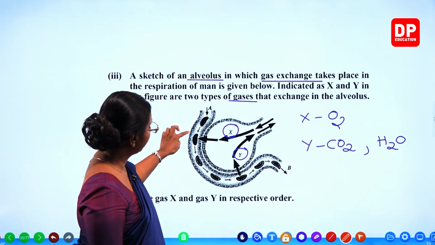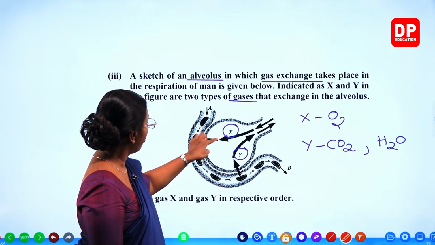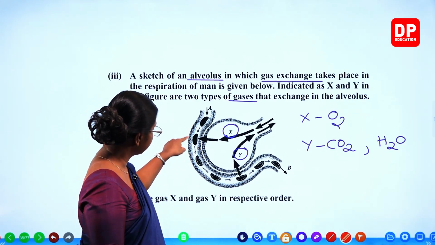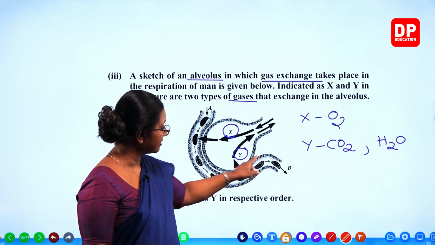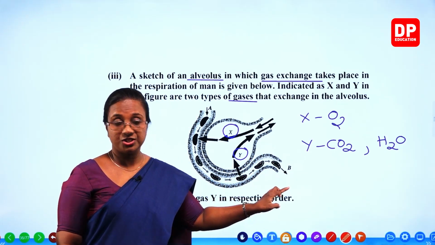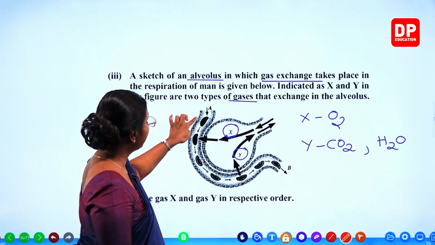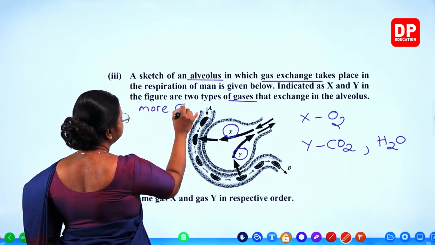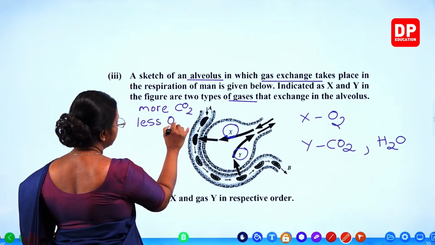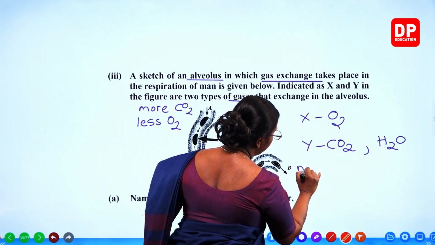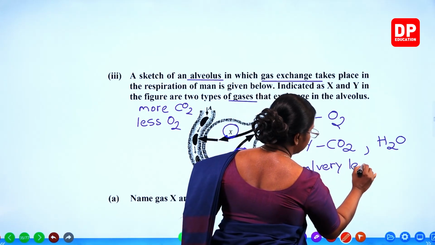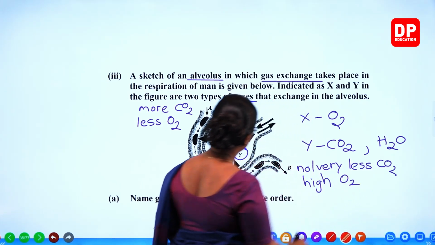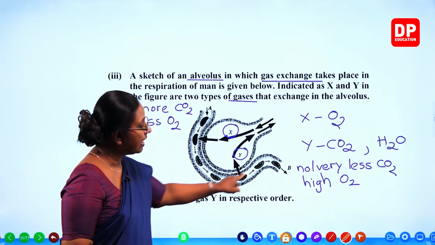So A is the inflow of blood. Now here you can see the hemoglobin. Oxygen is attached to the hemoglobin. Red blood cells have the hemoglobin. So these are the red blood cells. You can see biconcave disc-like structures. So they transport oxygen. When blood flows out, here the blood will have more carbon dioxide, less oxygen. Here it will have no or very little carbon dioxide and a high amount of oxygen. That's why we call it deoxygenated blood and oxygenated blood.